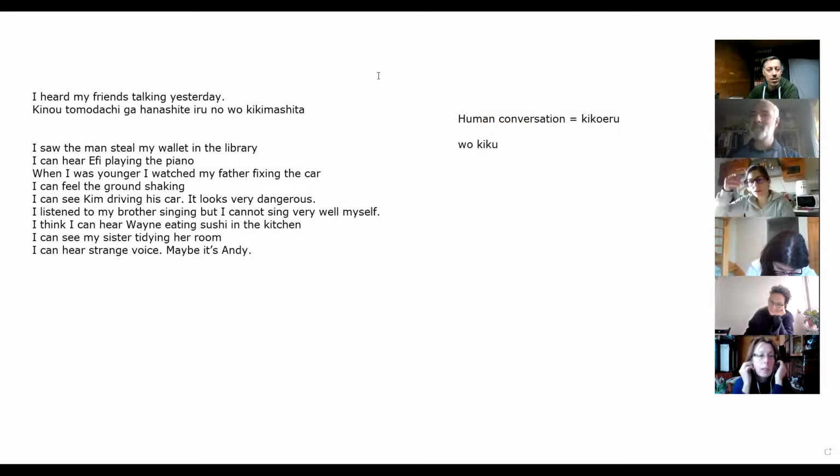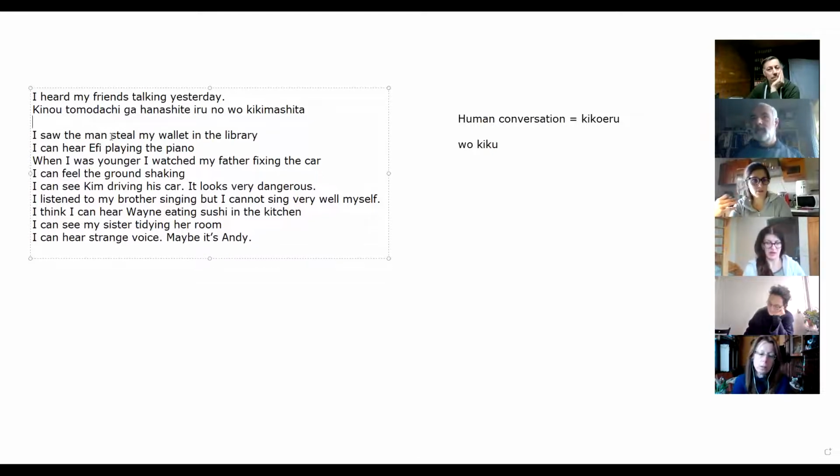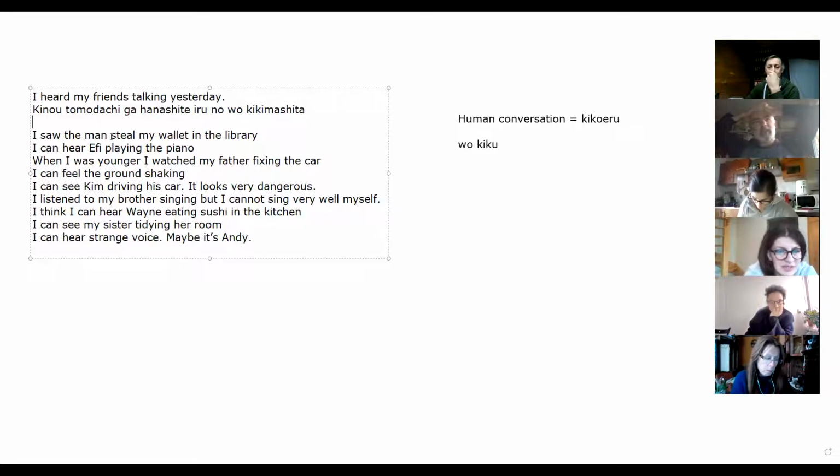But the kikoeru, isn't it like passively listening to my friends? Because I heard my friends, so I sit back and I listen to them. It sounds different, doesn't it? If you just hear voices, but you can't actually understand what they're saying, then this is kikoeru. I can hear people talking. But if you actually hear the conversation and you understand what they're saying, then this is still kiku. I listened to.